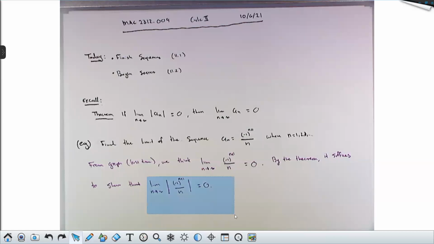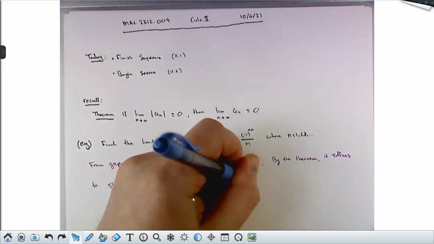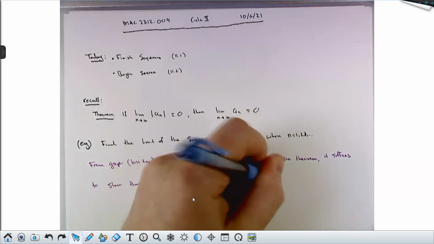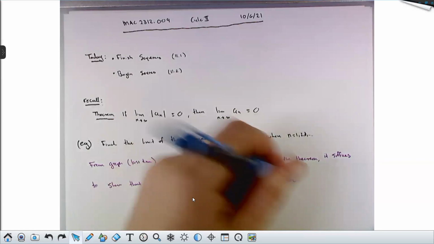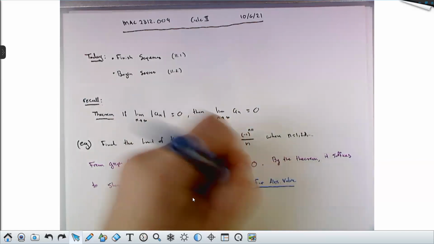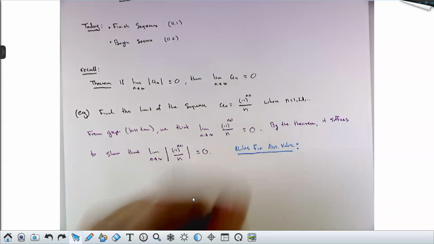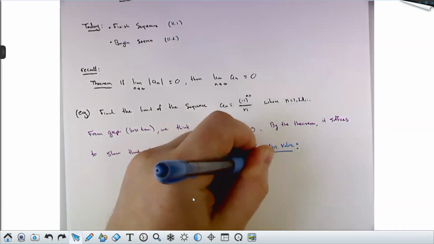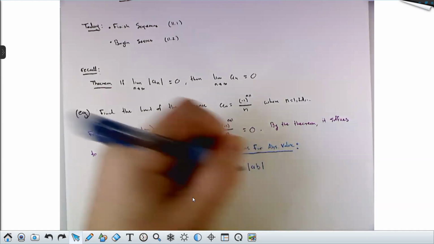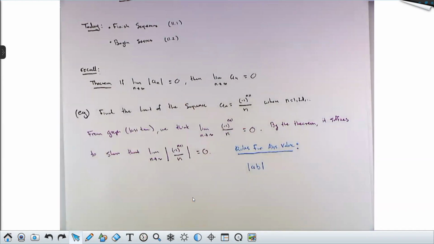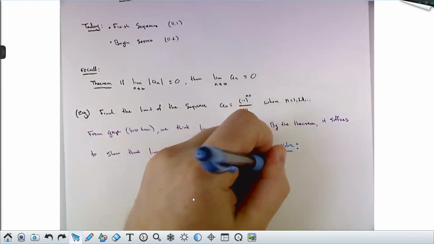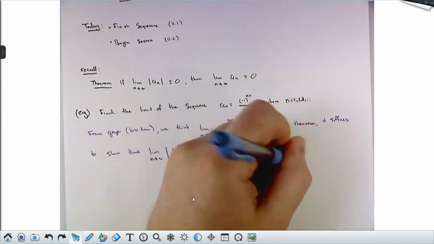The way we're going to show that this is true is by working with this absolute value. So let me show you some rules for absolute value. First off, the absolute value of a product, if you have two things multiplied inside, a and b here could represent whatever you want, numbers, functions, variables, is the product of the absolute values.